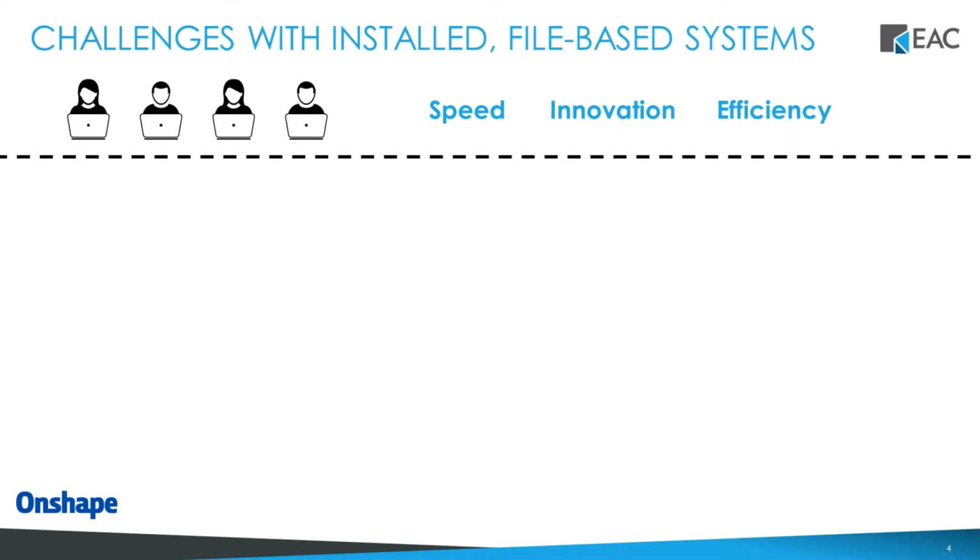What we have here is an example of a typical small company. We have a number of designers or engineers that are developing a product. The one thing that we all want to do as designers is to work fast, to innovate, and to be efficient. And everything below this line are things that are going to keep those people from obtaining those three goals.